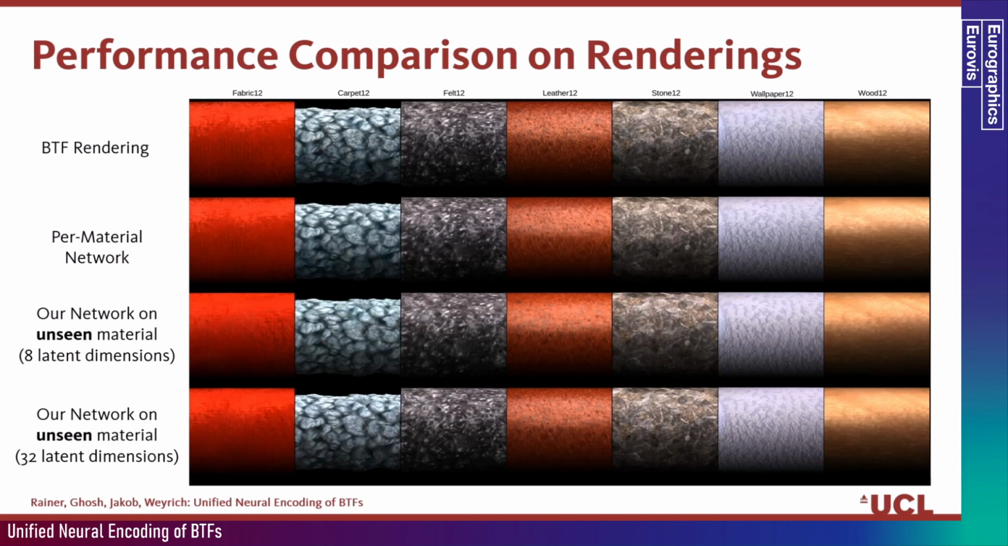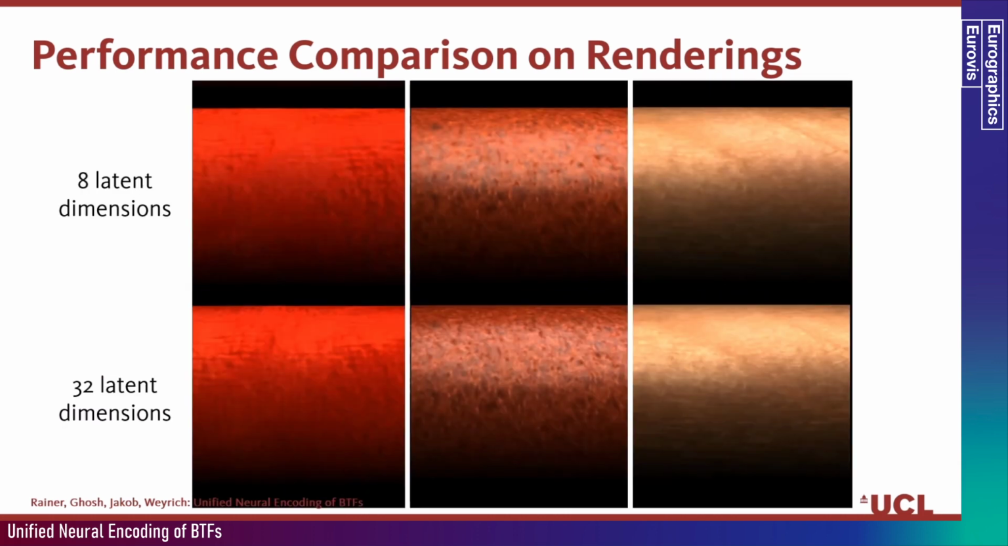For our reconstruction quality to be on par with the per-material network, we found that 32 latent dimensions is a good compromise. The difference obtained by increasing the latent dimensions is quite subtle and most visible on materials with fine specular highlights. By increasing the dimensionality of the latent descriptor, we allow for more fine appearance variations and reduce the blurring effect.